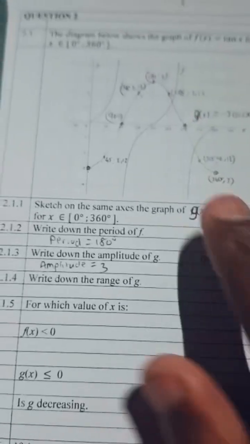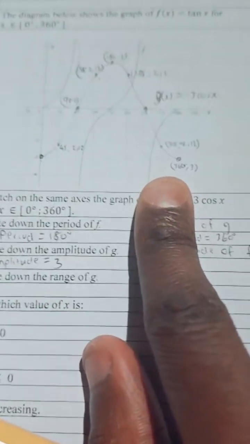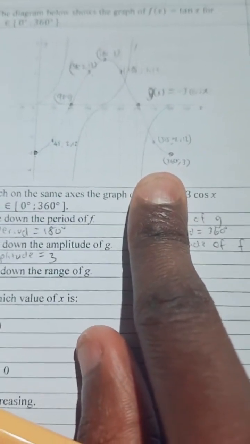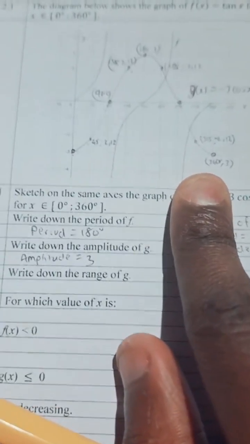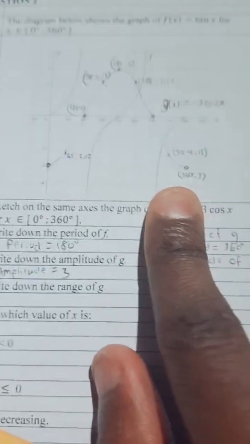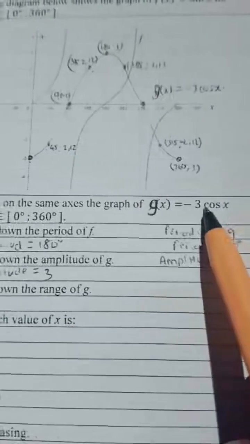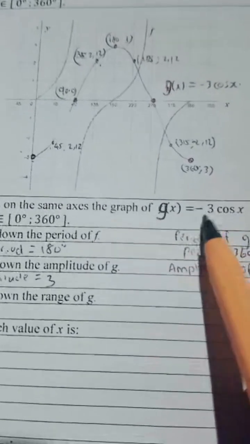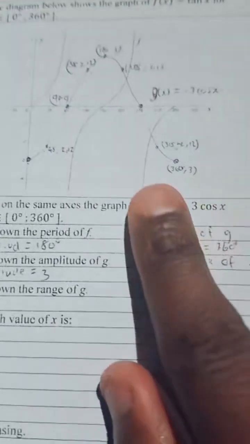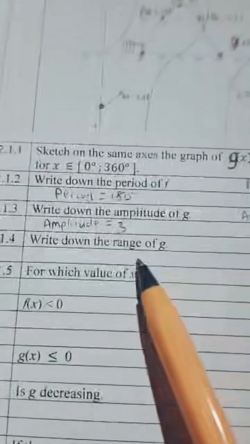Because we are always going to be taking the coefficient of the trig graph, but that's only for sine and cos. Only for sine and cos, not for tan. Only for sine and cos, we take the coefficient of the given trig graph function, but then we ignore the sign because amplitude is always a positive value. So hence we said the amplitude of the graph of G is positive 3.